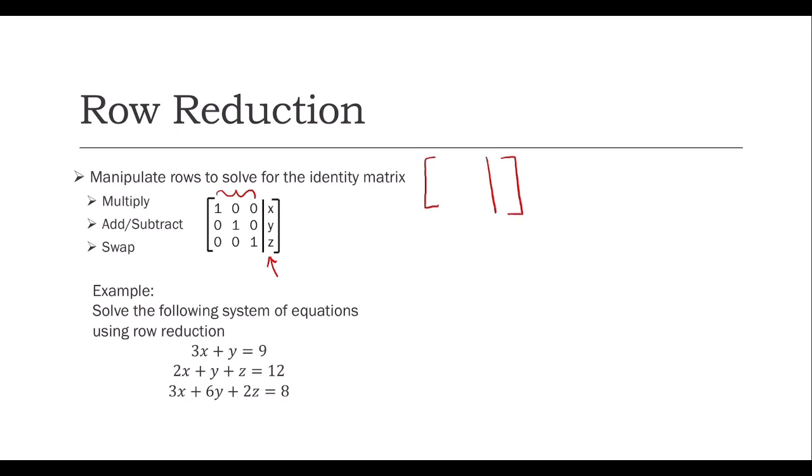So our first equation, we have 3x, 1y, no z equals 9. Our second equation, we have 2x, 1y, 1z equals 12. And our final equation is 3x, 6y, 2z equals 8. So the first thing we'll want to do is make our first row, first column a 1. So we'll multiply row 1 times 1/3. So this will become 1, 1/3, 0, 3. And our other rows will remain the same.